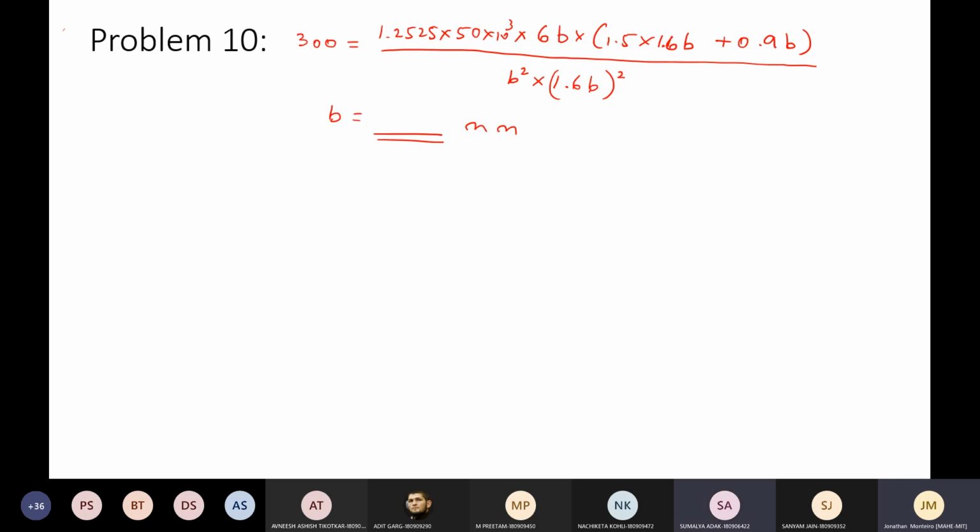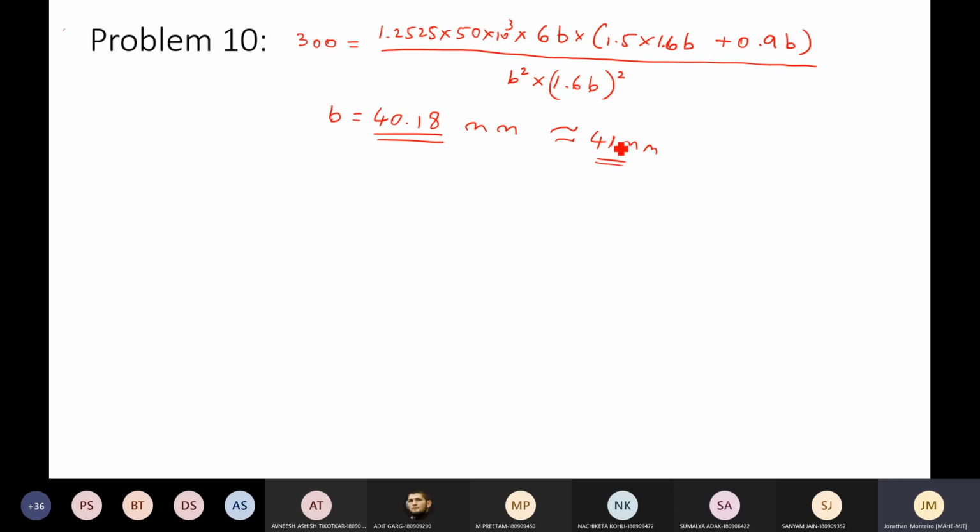So 40.18. Yes. Yeah, 40.18. You can choose to have 41, or you can also go for 42, because usually for higher sizes they don't keep odd numbers, they go with even numbers. But let us keep it at 41.